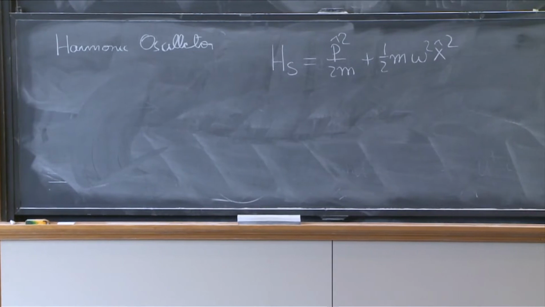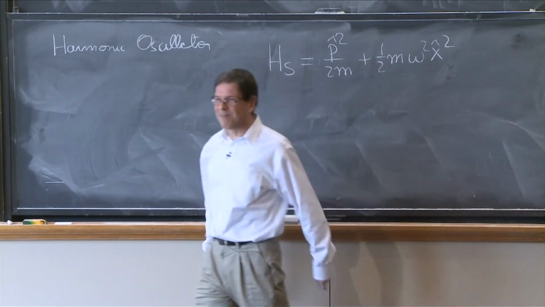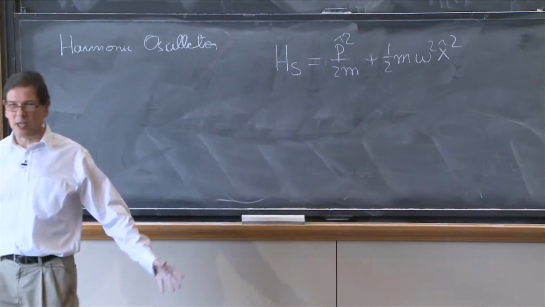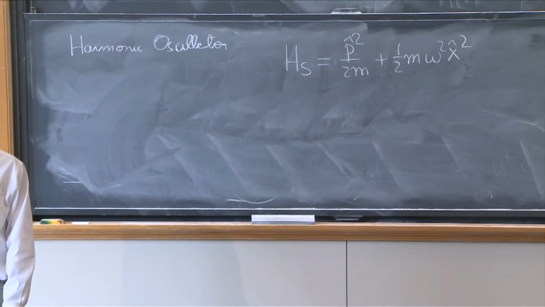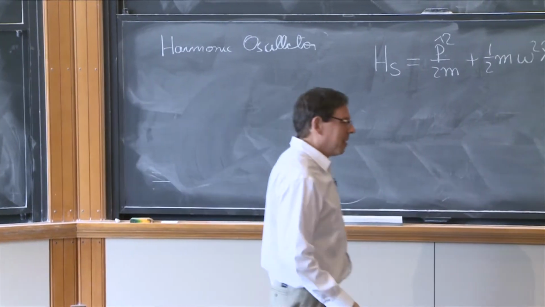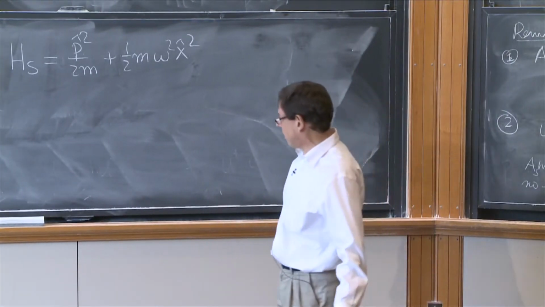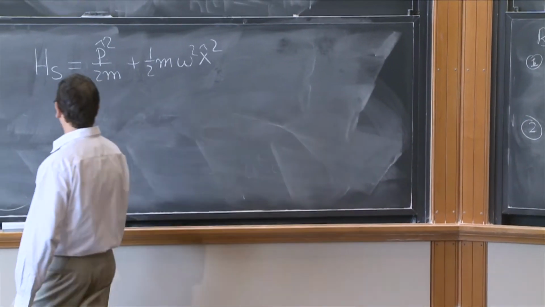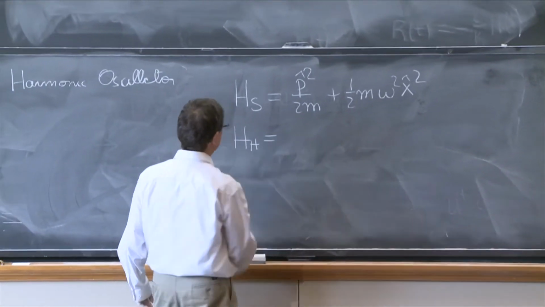Okay, I could put x Schrödinger and p Schrödinger, but that would be just far too much. x and p are the operators you've always known. They are Schrödinger operators, so we leave them like that. Now I have to write the Heisenberg Hamiltonian. Well, what is the Heisenberg Hamiltonian?